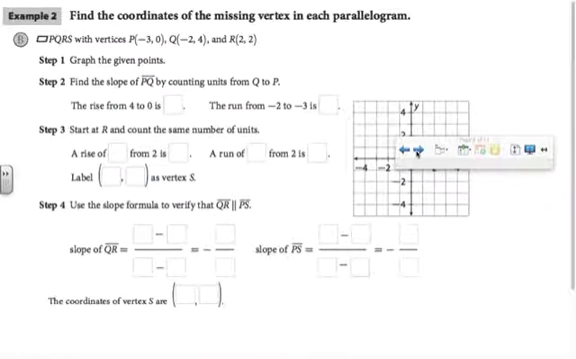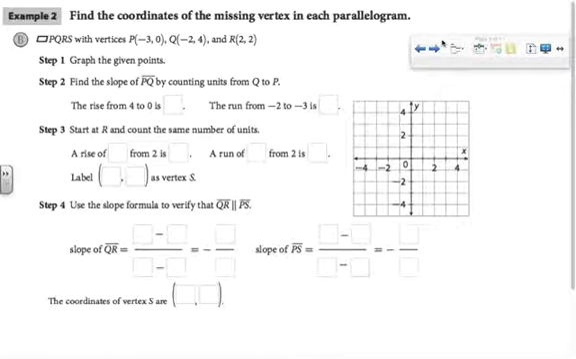Same kind of problem in part B with a few more blanks for us to fill in. So again, I know that it's a parallelogram, and again, I'm given only 3 of the points. So P at -3, 0. Q at -2, 4. R at 2, 2. And I need to figure out where S is.